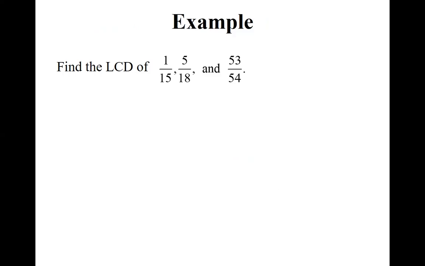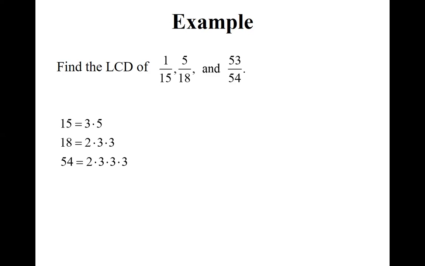So now let's see these numbers, these denominators, in their fractions. So for 1/15, 5/18, and 53/54, we would be looking for the LCD, the least common denominator of the denominators 15, 18, and 54. So let's find the prime factorizations of 15, 18, and 54. Use your factor trees. 15 is 3 times 5. 18 is 2 times 3 times 3. 54 is 2 times 3 times 3 times 3.